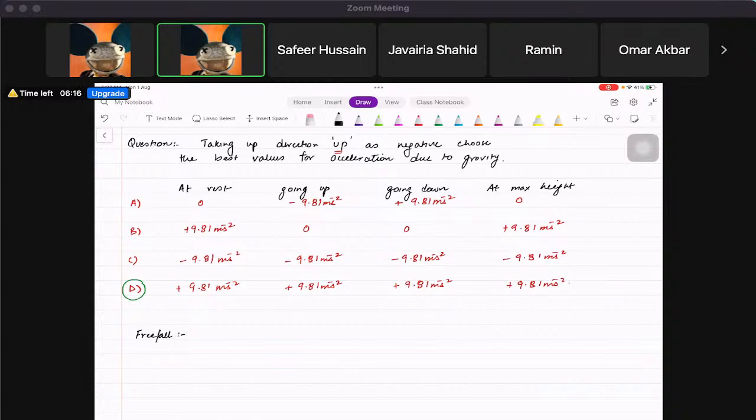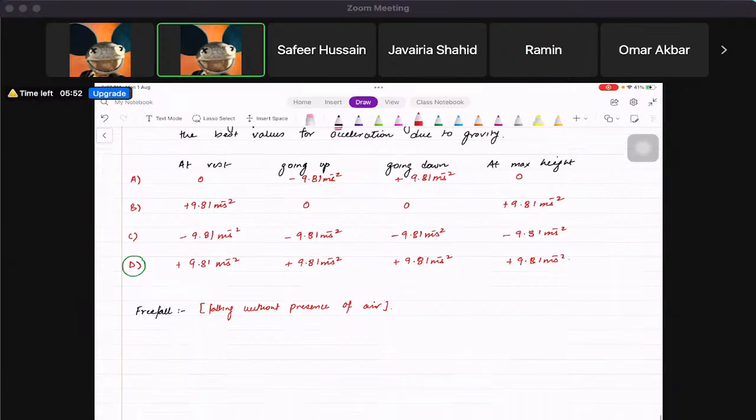Free fall basically means falling without the presence of air. Which means if air is not present or the resistance is not significant, we can do it, right? Our meeting will end in 5 minutes, so you guys have to rejoin, okay?